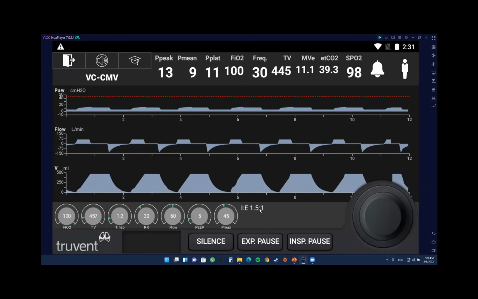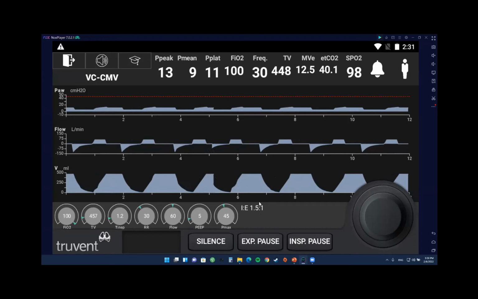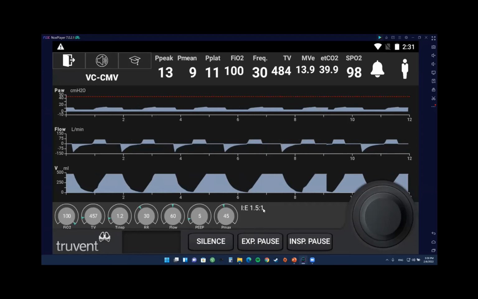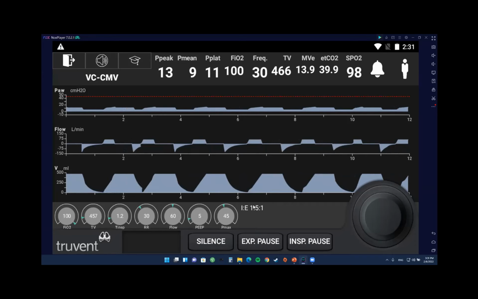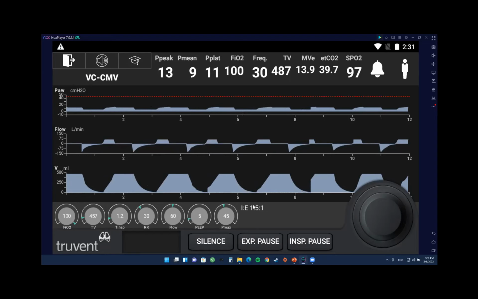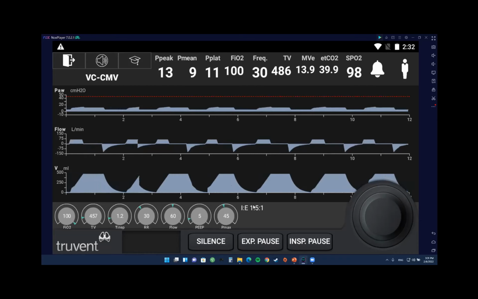An easy way to see that is in this part here. So what is the IE ratio I'm seeing here? 1.5 to 1. What is the normal inspiratory to exhalatory ratio in a normal person? 1 to 2. So the exhalatory time needs to be at least twice the inspiratory time.